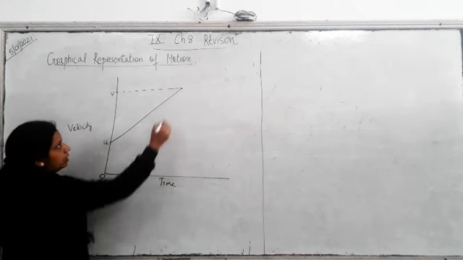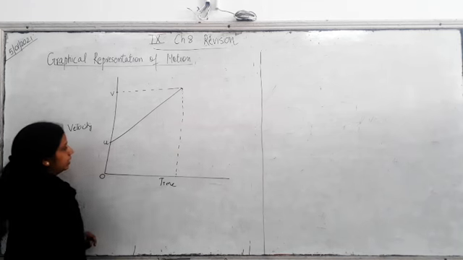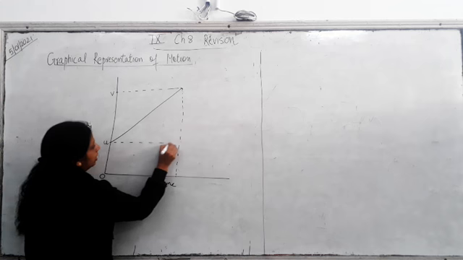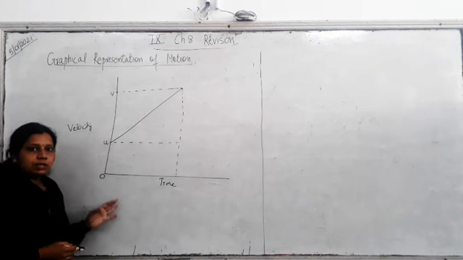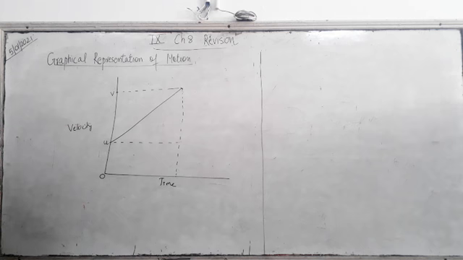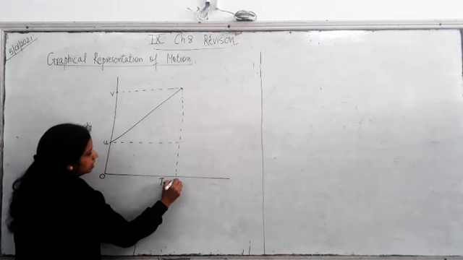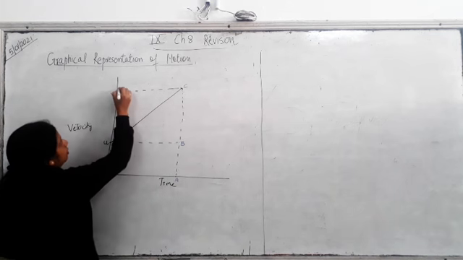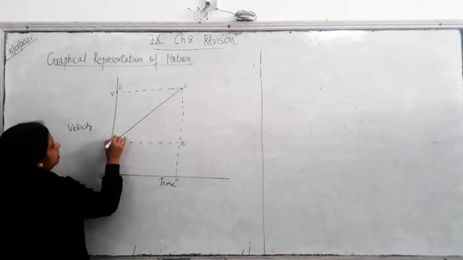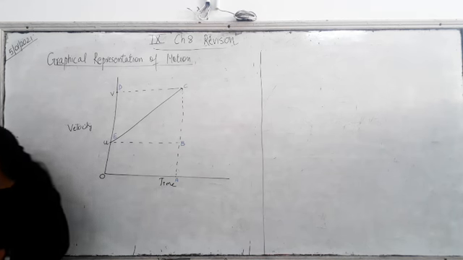Now what I will do? I will draw a perpendicular line over here. And similarly for you, I will draw a line over here. Okay. And now we will give names to all these points. So let's say this is my O, this is A, B, C, this point is D, and this point is E. Okay, now the first equation of motion.